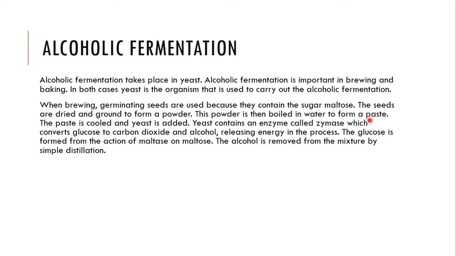A paste, when it is made, will be cooled, and once that is done, yeast is added. Yeast is added to that paste. So yeast contains an enzyme called zymase, which converts glucose to carbon dioxide and alcohol. You will ask me, where does the glucose come from? Because glucose is what makes maltose. Glucose plus glucose equals maltose.